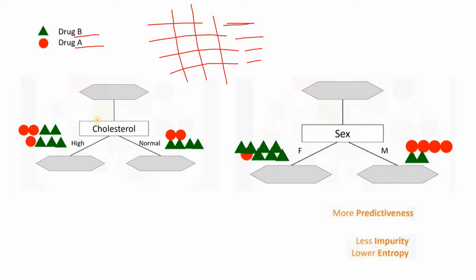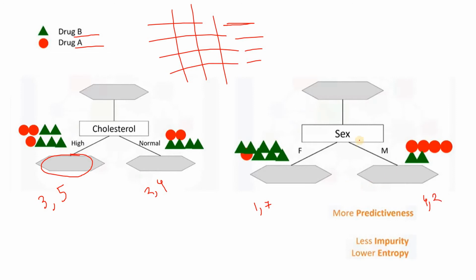Suppose there is one feature cholesterol and another one is sex. When we are splitting based on cholesterol high or normal, we get this kind of set. In this sample set, drug A works on these 3 people, where drug B works on 5 people. So 3:5 ratio in this set. In this set, drug A works on 2 people, drug B works on 4 people. Here on 7 people drug B works, and drug A works on only 1 person. Here drug A works on 4 people and drug B works on 2 people.